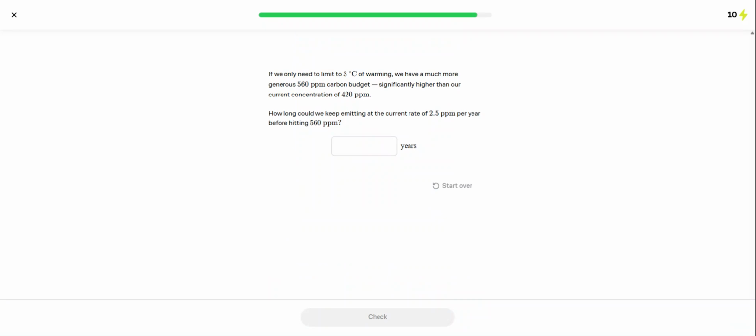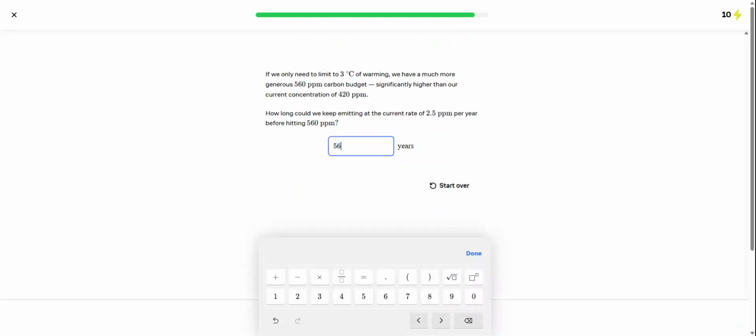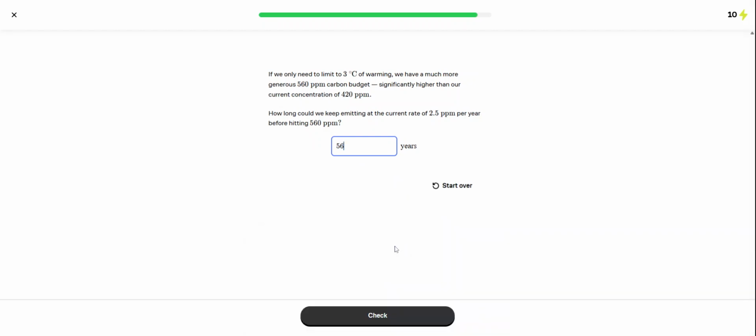Now, we need to find how long we could keep emitting at the current rate of 2.5 parts per million per year before hitting exactly 560 parts per million. Again, we need to find this answer mathematically. 140 divided by 2.5 is, yes, 56 years. Done. Time to check it.